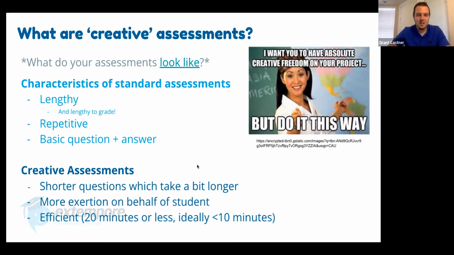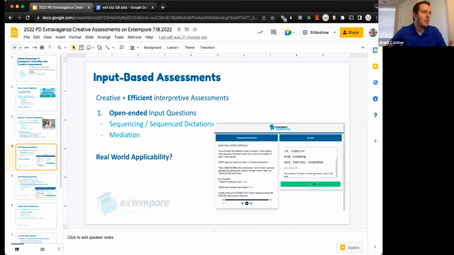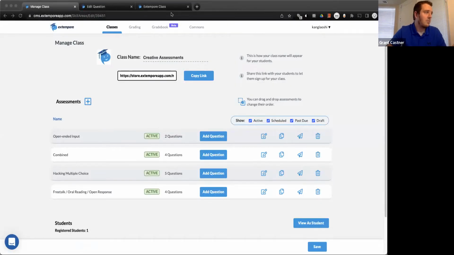Okay, let's keep going. So we're going to look at 3 different types of creative assessments today on Extempore. The first, input-based. These are open-ended input questions, right? Sequencing and sequence dictation, as well as mediation. When we come back from these examples, I'm going to change my screen share for a second. When we come back from these examples, we're going to talk about the real world applicability of these questions.